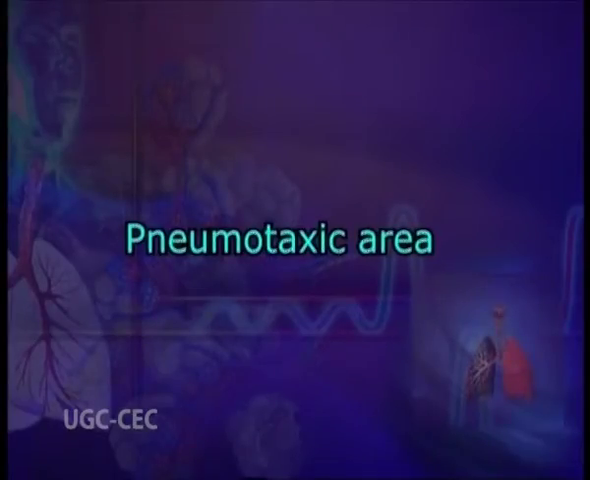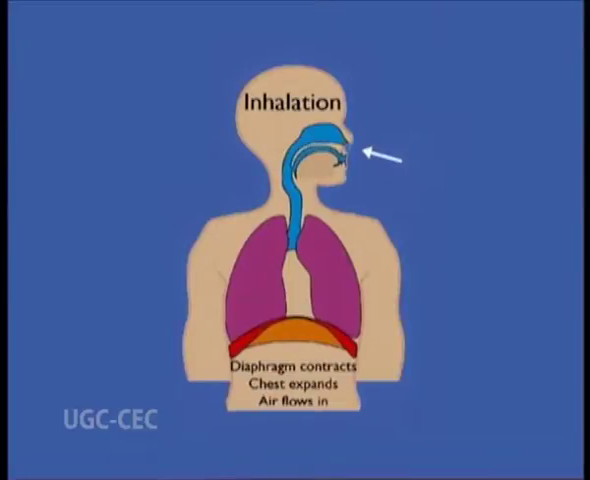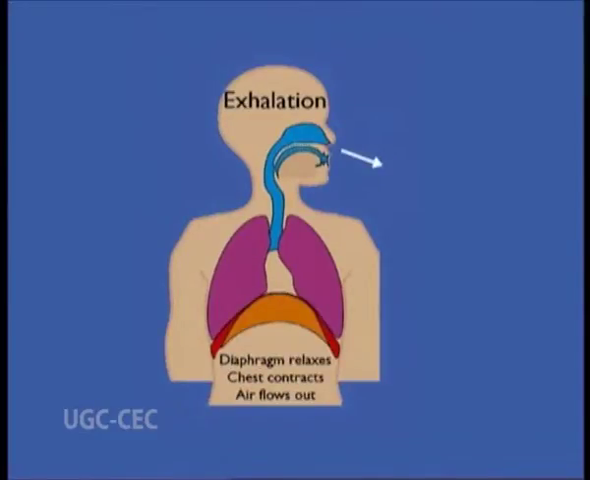Let us see pneumotaxic area. The pneumotaxic center is also known as the pontine respiratory group, abbreviated as PRG. It is located in the upper part of the pons and provides inhibitory impulses on inspiration and thereby prevents overdistension of the lungs and helps to maintain alternately recurrent inspiration and expiration.